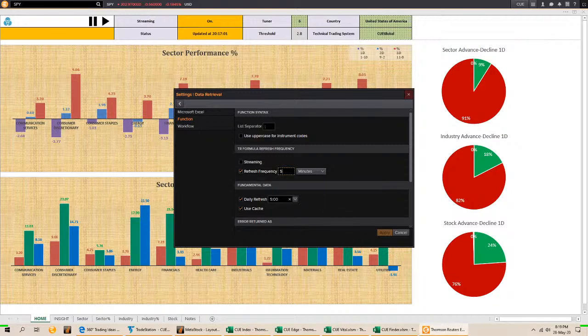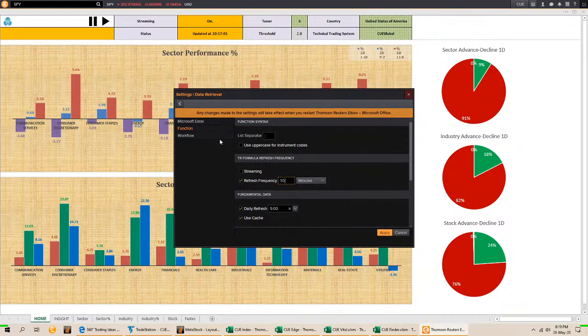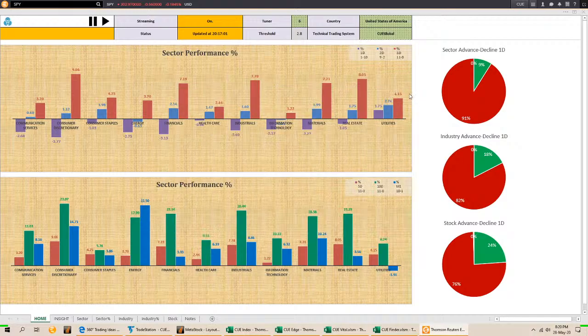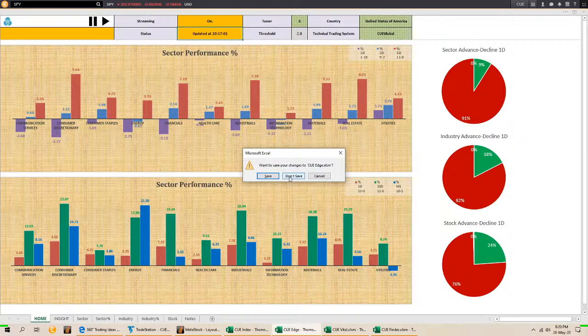Remember that if you change it, it shows a message: any changes made to the setting will take effect when you restart the Thomson Reuters icon. Therefore, if you are changing this from streaming to 5-minute refresh frequency, then remember to apply. Click apply. I am not applying now. Click apply, come out, close the entire program, the Excel program, and restart it. I am not doing that now.